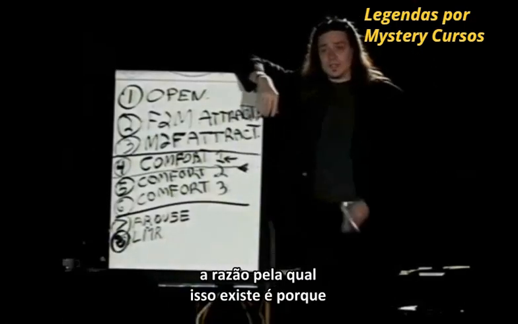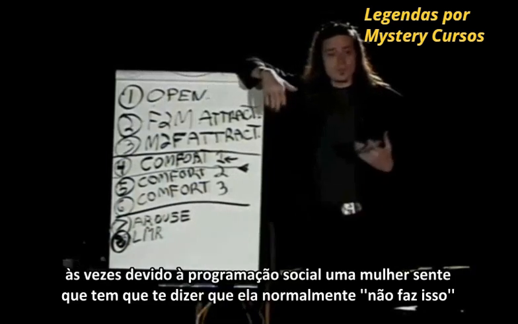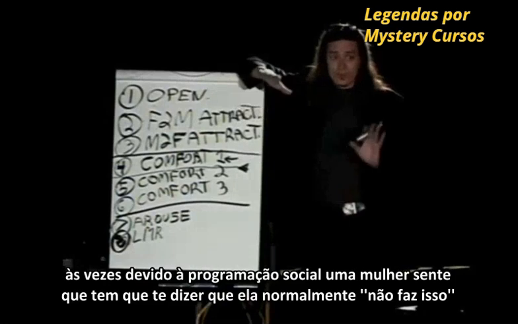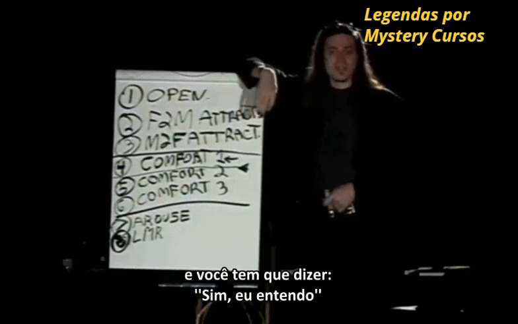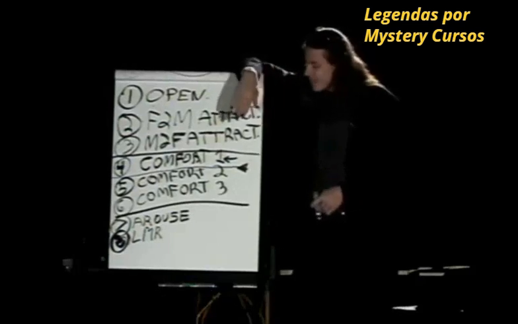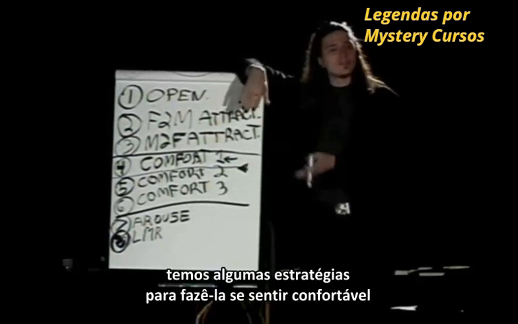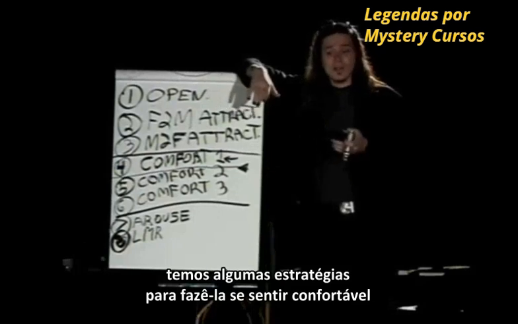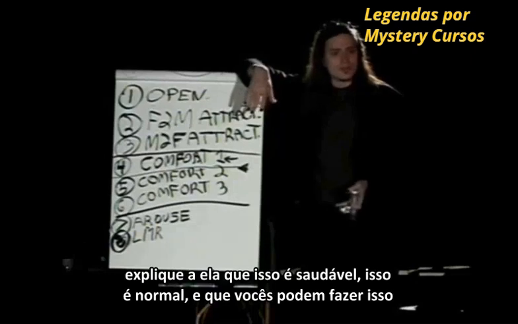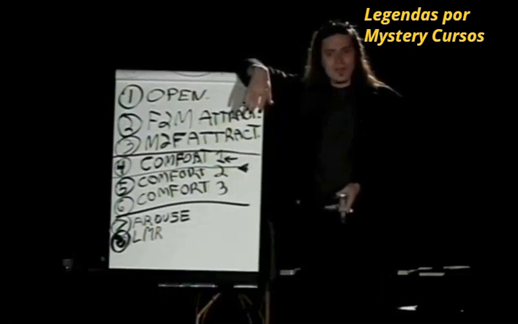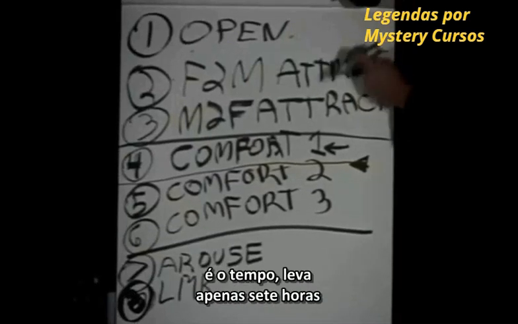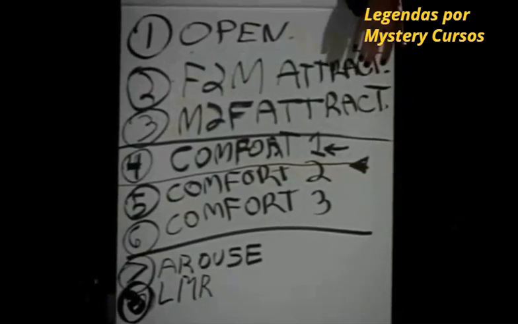The reason why that exists is because sometimes, due to social programming, a woman feels like she has to tell you she doesn't normally do this. And you have to say, yes, I understand. And then you keep going. Right? And we have some strategies to make her feel comfortable and to explain to her that this is healthy, this is normal, you're allowed to do this. And one of the best ways of dealing with last-minute resistance is time. It only takes 7 hours.